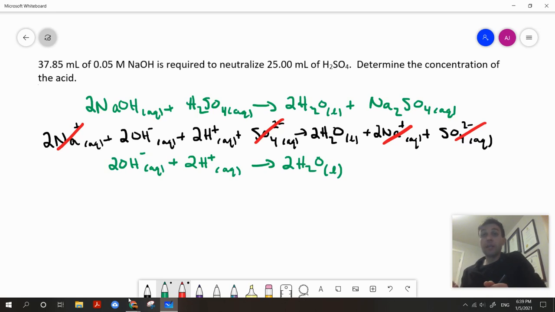Recall that a net ionic equation is showing us the actual change that's occurring. So in every neutralization reaction, the chemical change which is occurring is that equal quantities of hydroxide and hydrogen ions combine to form water molecules.